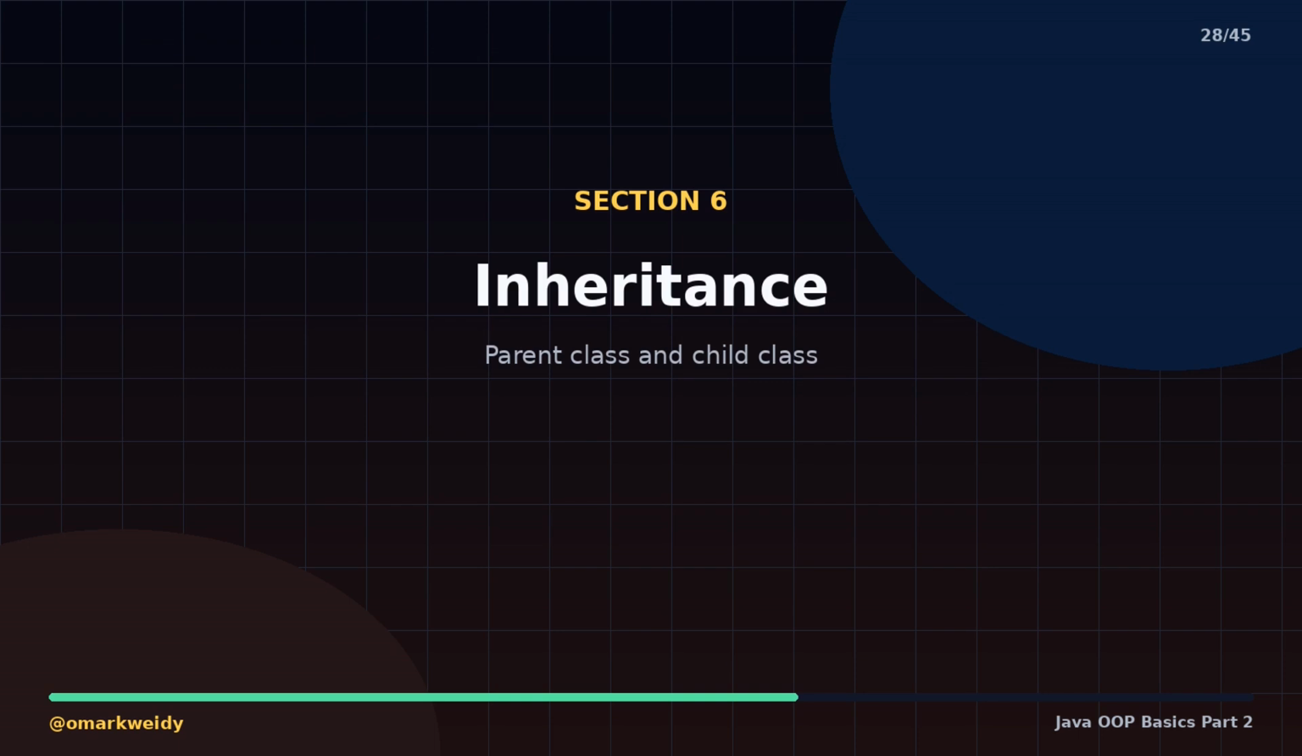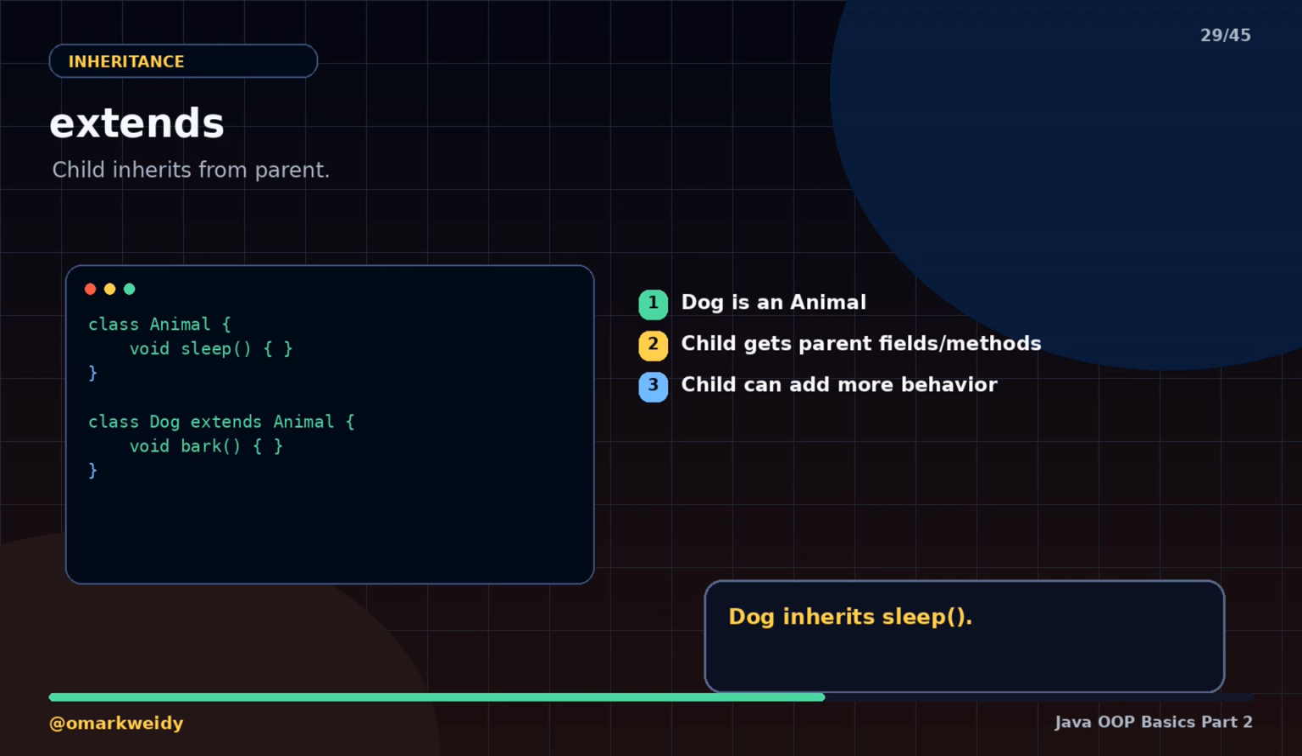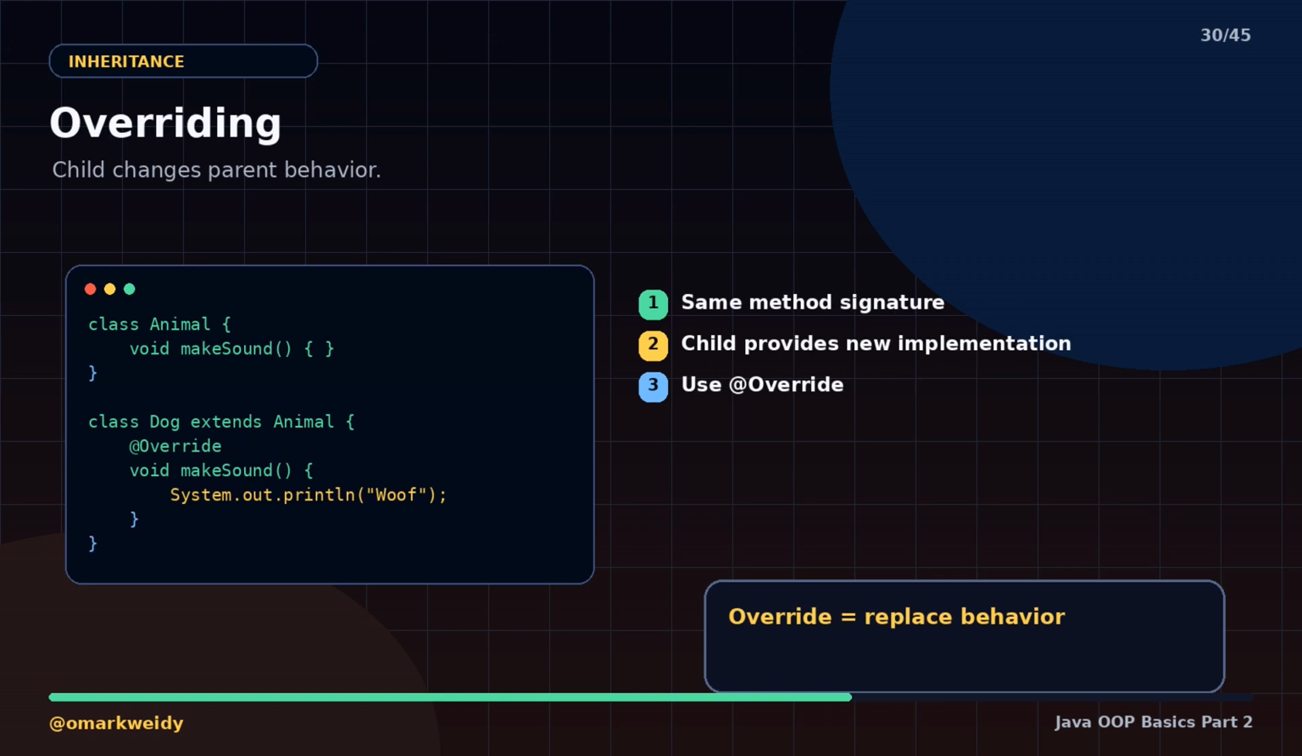Now, inheritance. Inheritance means one class can extend another class and reuse or specialize its behavior. Extends creates an inheritance relationship. Dog extends Animal, so Dog inherits behavior from Animal and can also add its own behavior, like for example, bark. Overriding means the child class changes the behavior of a method from the parent class. Use the override annotation so Java can catch mistakes.